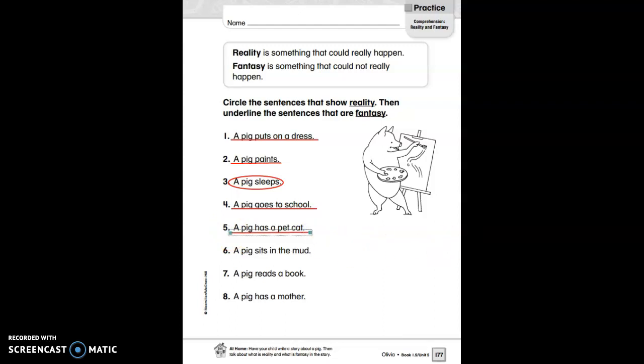Number 6, a pig sits in the mud. Do pigs sit in the mud? Yes, they do. So is that reality or fantasy? Reality. Go ahead and circle that sentence. Go ahead and do 7 and 8 on your own, and then turn in your worksheet.